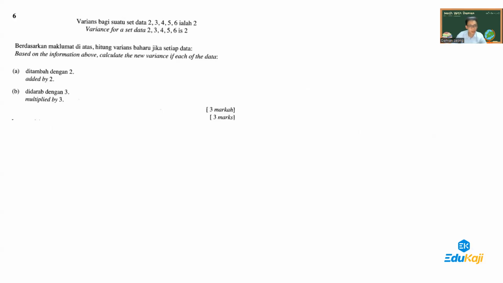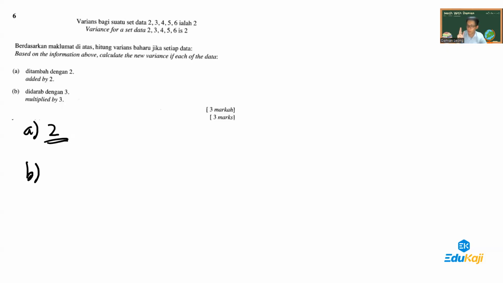Question 6. So based on the information here, calculate new variance if each data is first one added by 2 and then multiplied by 3. So variance, when you add or subtract, it doesn't change. So it remains as 2. Yeah, for part A. When it's multiplied by 3, the variance, so it doesn't change. Just multiply by 3 for variance.